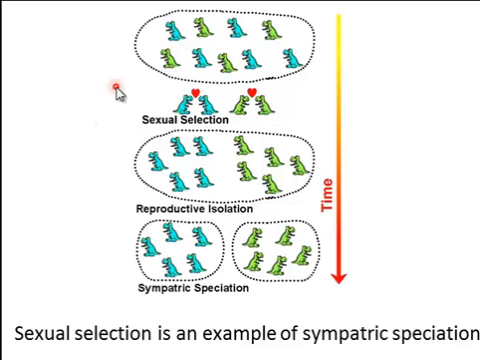Sexual selection is often one form of sympatric speciation. In this case, we have our population, which is diverse. There's blue and green, what looks like dinosaurs, but the blue dinosaurs prefer to mate with each other, and the green dinosaurs prefer to mate with each other. So even though there's no geographic barrier preventing reproduction, they basically impose a mating barrier on themselves. And over time, the blue dinosaurs become different enough that they're reproductively isolated from the green dinosaurs. Sympatric speciation. No geographic isolation, but reproductive isolation.